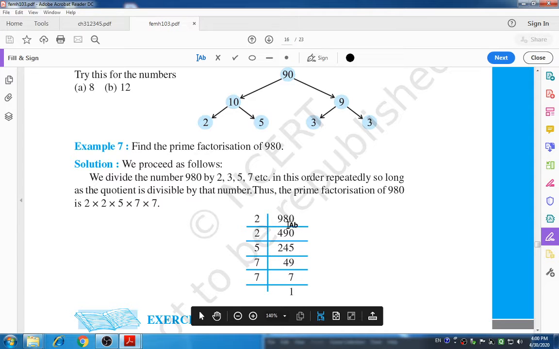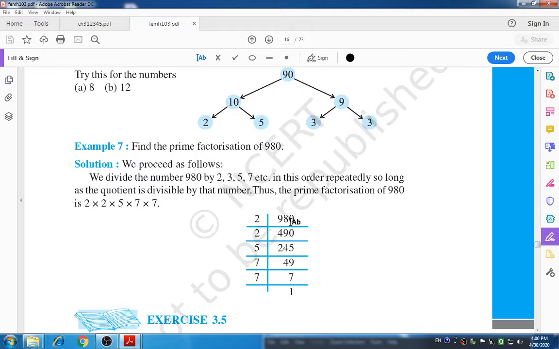Look here, 980. 980 is an even number, so it can be easily divided by 2. So we write 2 here. By dividing 980 by 2, 2 fours are 8, so remainder 1. 1 and 8 becomes 18, so 2 nines are 18, and the last digit is 0, so we get 490.